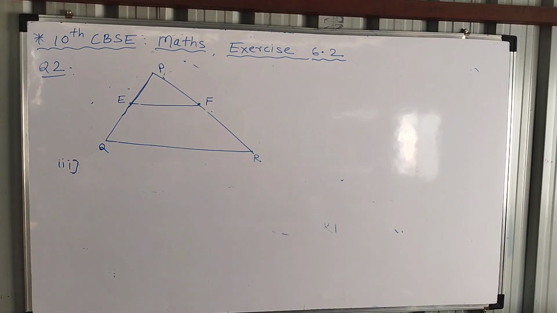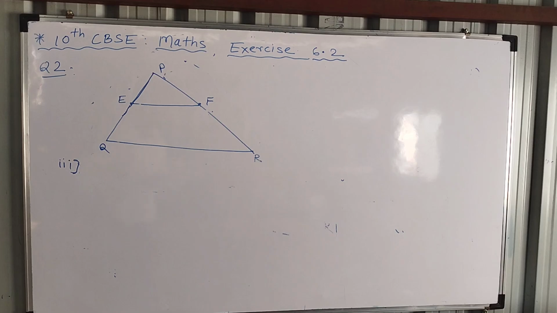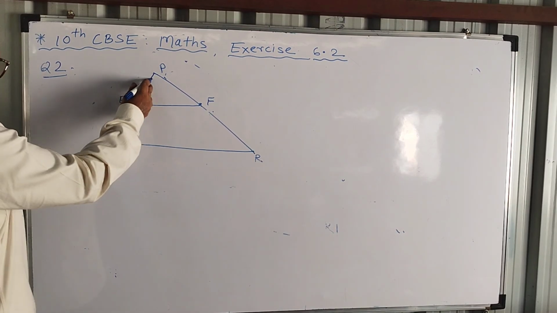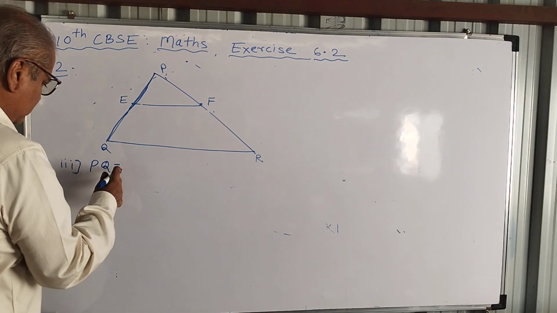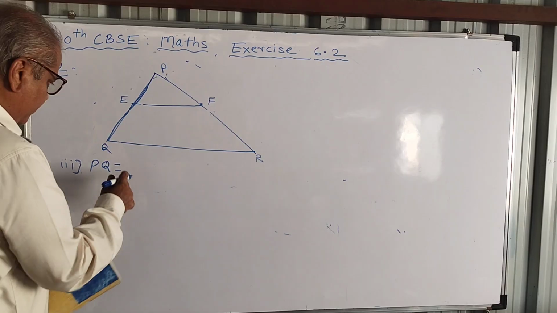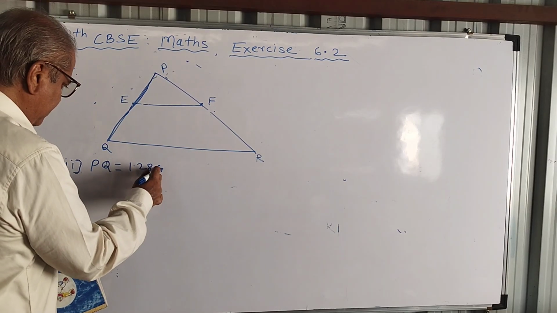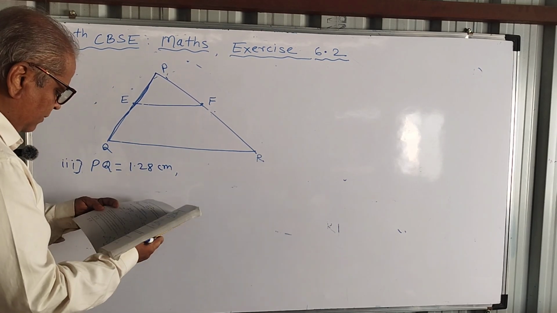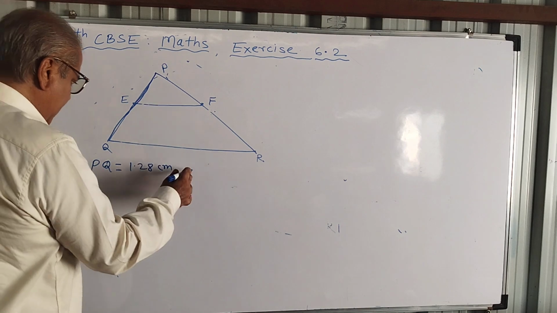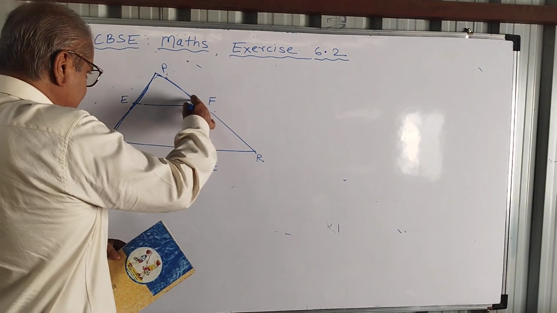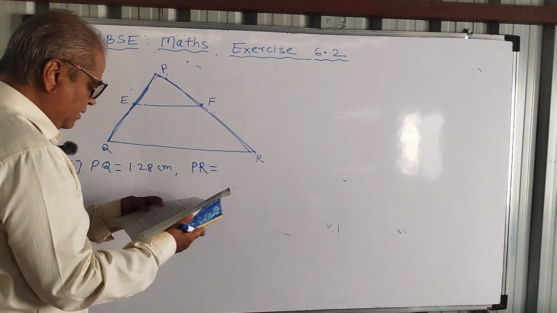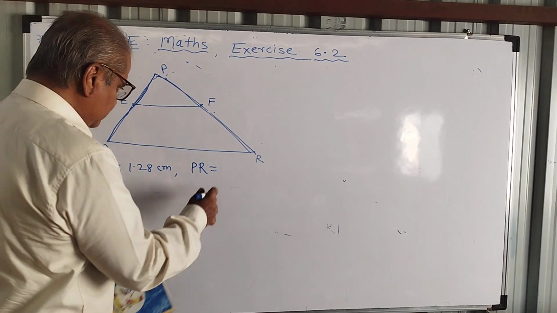So let us write the dimensions. See here, PQ is given directly. So the full side is given. PQ is equal to 1.28 centimeter, comma, PR, full PR is given. PR is equal to 2.56.